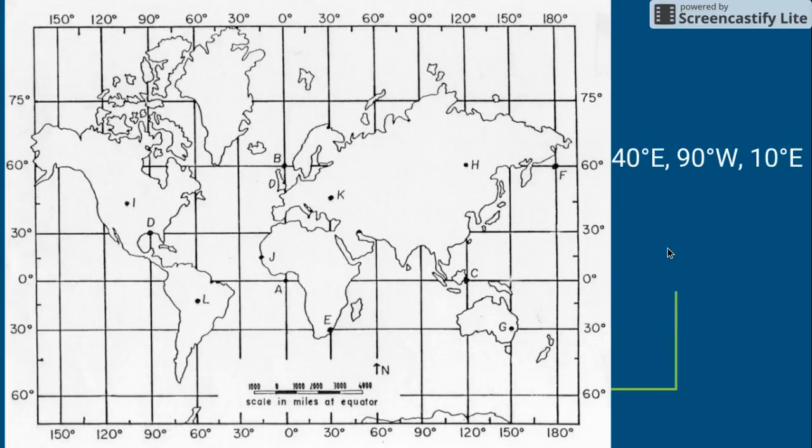We have 40 degrees east, 90 degrees west, 10 degrees east. Well, we start with the most east number, which is the biggest number, 40. 40 east would be right here. The other east is 10, which would be right here. And then the last would be 90 west, which would be all the way over here. So if we're looking at arranging from east to west, we go 40, 10, 90.